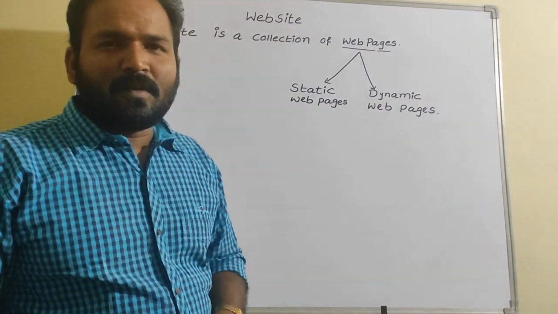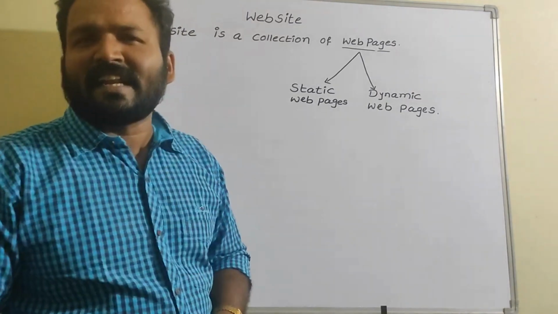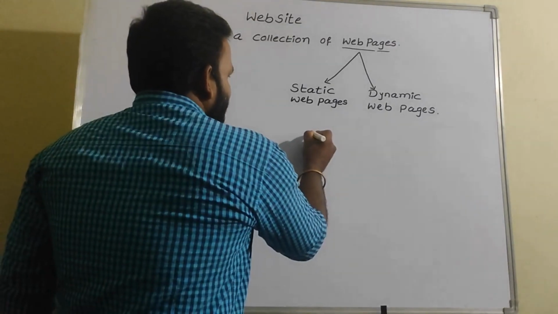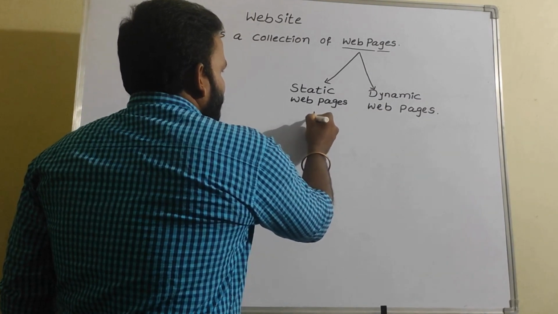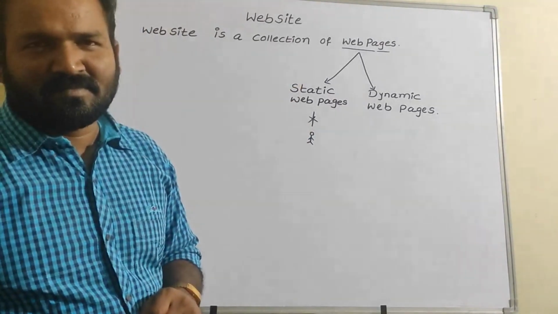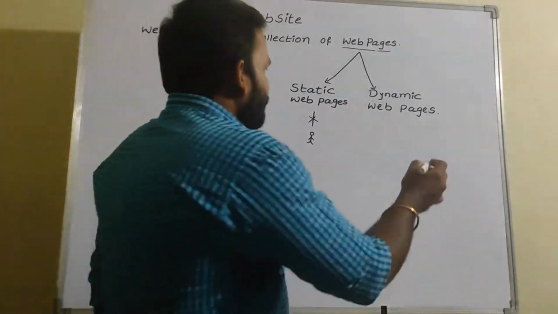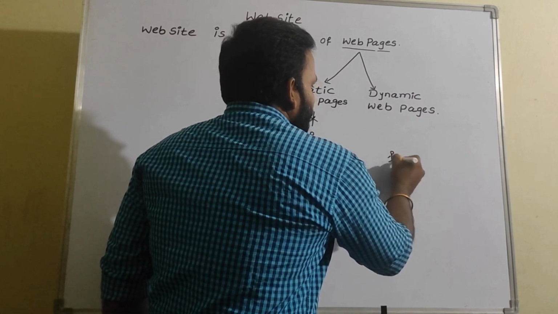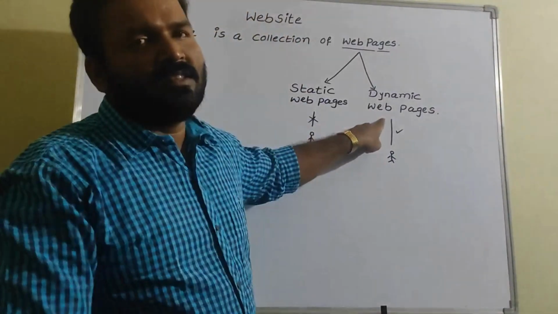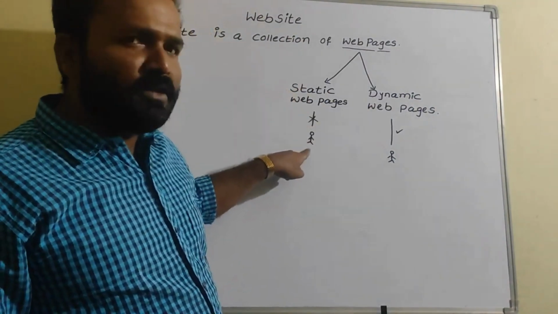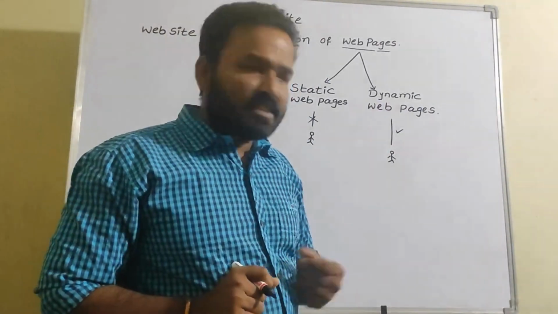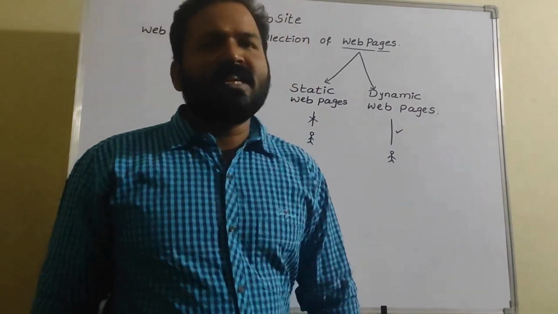Here, a page where a user is unable to directly interact with the web pages is called a static web page. Next, dynamic web pages. These are pages where a user can directly interact with the web pages. Okay, so clear? In static web pages the user is unable to directly interact, but in dynamic web pages, a user can directly interact with these web pages.